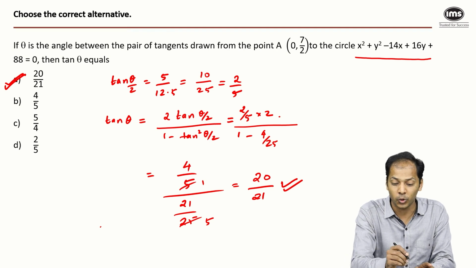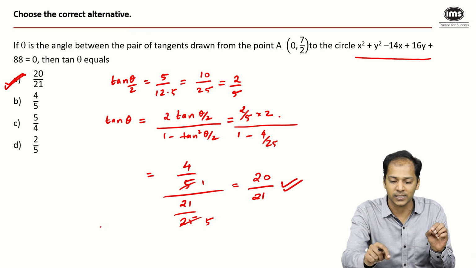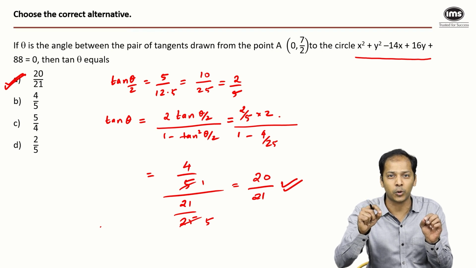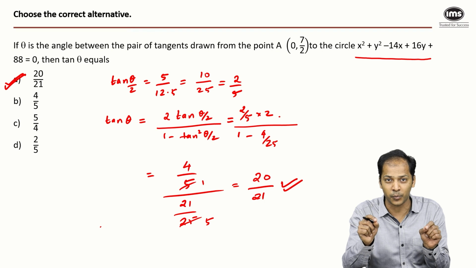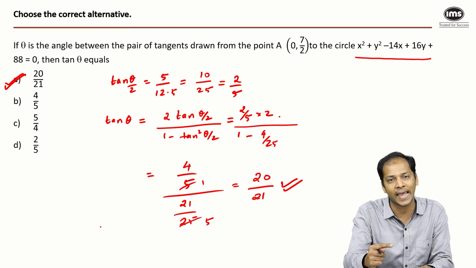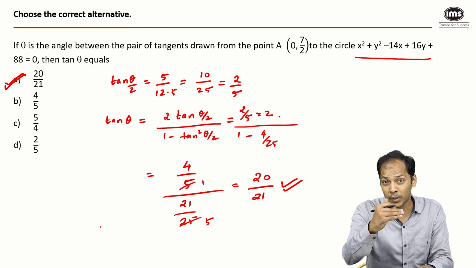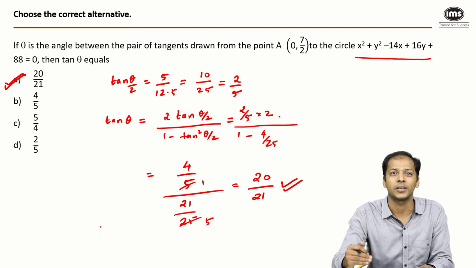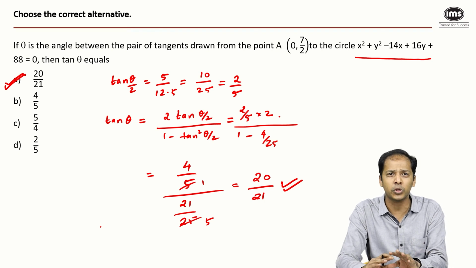So when you look at this question, you had to visualize, okay, there's an external point, there's a circle equation using which you'll find out the radius and the center, you find out the distance between the center and the point, and then using that you find out the length of the tangent, then calculate tan theta by 2, and then calculate tan theta. If you were able to make this link, you could have solved this question in the first go. It would have taken 2 to 3 minutes.